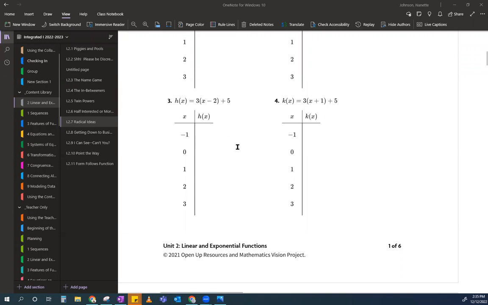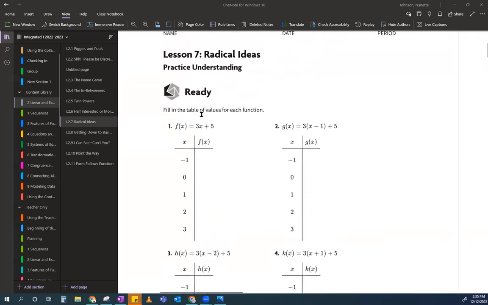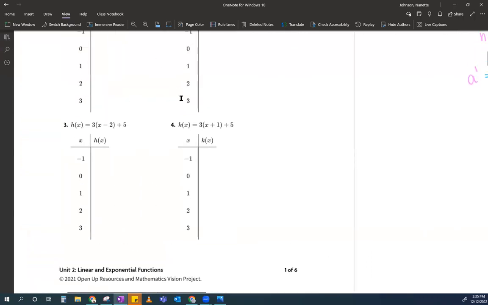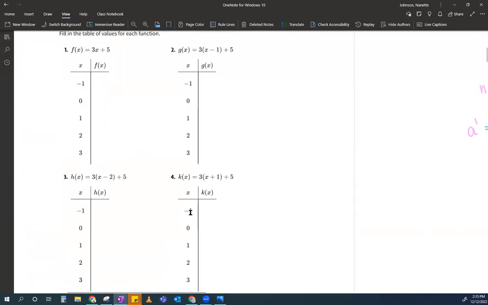We're going to be working on 2.7 Ready, Set, Go numbers 4 and 12 for this video, and what this question is asking us to do is just fill in the tables for each of the functions. Whenever they're asking you to fill in a table, they usually give you X like this, and then they give you a function, and they just want you to plug in these numbers wherever you see an X. So this is just substitution.